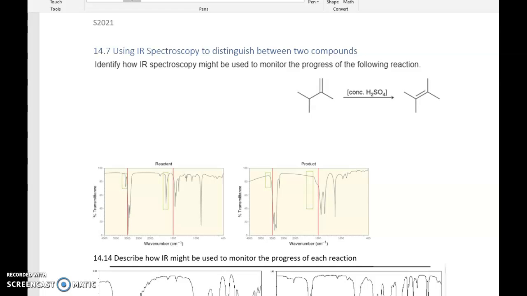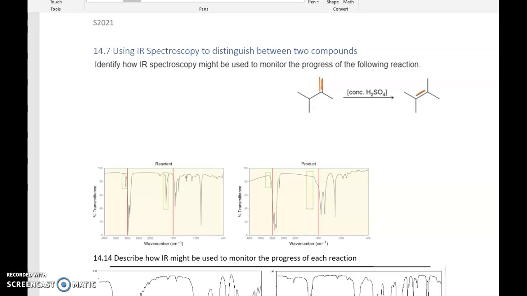Well, one of the uses of IR spectroscopy is to distinguish between two compounds, and we can monitor reaction progress using IR. So if we had the following reaction occurring, we have this double bond, and it's moving to here. What differences would we expect to find in the spectrum?